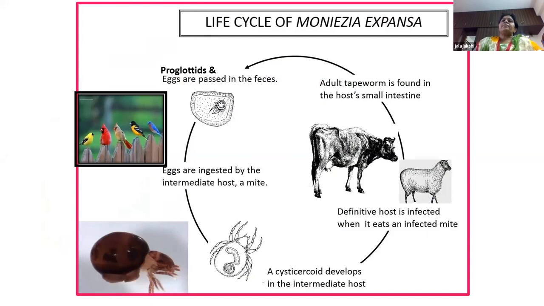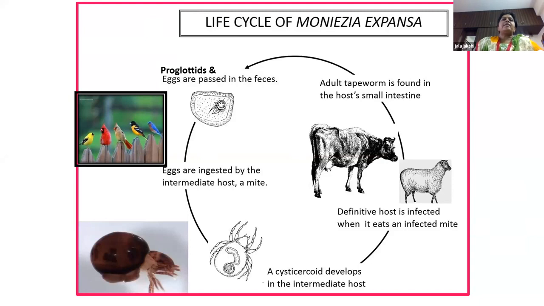Mature proglottids are mainly voided in the dung of the definitive host. Eggs are eaten by the oribatid mites, which act as intermediate host. Cysticercoids normally develop in the grass mites. The definitive host gets infection by the ingestion of these infected mites. Proglottids and eggs are passed out in the feces of the infected animals, and these proglottids may sometimes be eaten by birds, which may therefore disseminate the infection. So the adult tapeworm develops in the small intestine of ruminants, and the cycle continues.